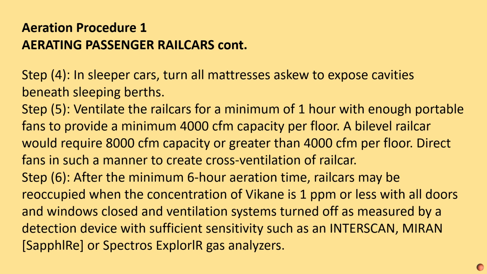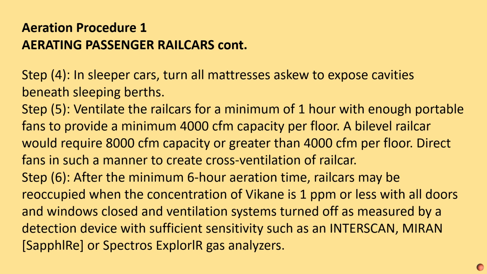Step 5. Ventilate the rail cars for a minimum of 1 hour with enough portable fans to provide a minimum of 4,000 cubic feet per minute capacity per floor. A bi-level rail car would require 8,000 cubic feet per minute capacity, or greater than 4,000 cubic feet per minute per floor. Direct fans in such a manner to create cross ventilation of the rail car.